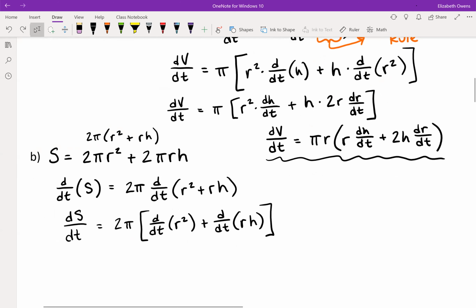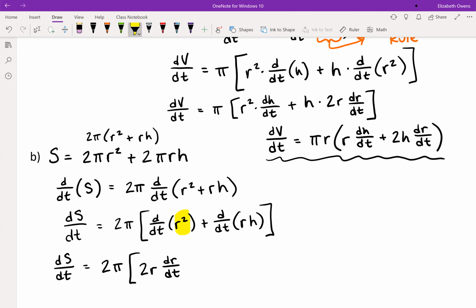So we'll have ds dt equals 2 pi, and then that part will be 2r dr dt. Remember, that's basically like the power rule on r squared, so you bring down the 2, r to the first, and then you cap it off with this dr dt that encompasses the chain rule implicit part of this.